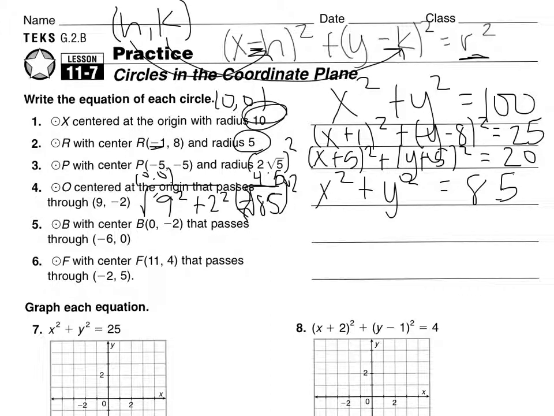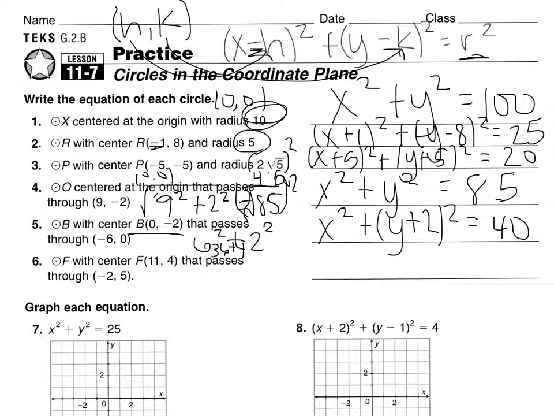So the left side of the equation stays the same. Here's my center. So x squared plus y plus 2 squared. Now I need to use the Pythagorean theorem to find the radius. So from 0 to negative 6, that's 6 places. From 0 to negative 2, that's 2 places. So that's 36 plus 4, and that is 40. Remember, I don't need to square root it because I'm just going to re-square it again. And then you can do the same thing for number 6.